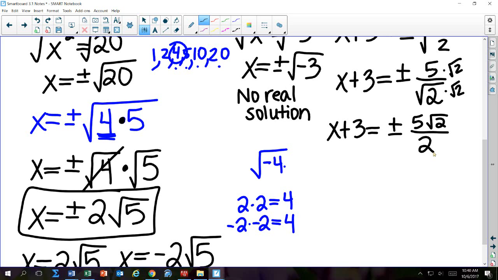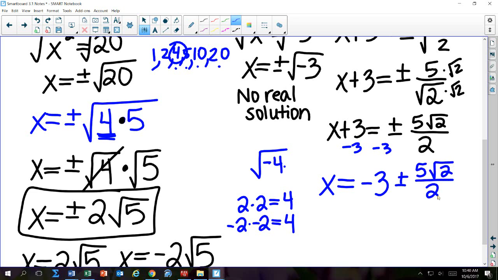I get x by itself. Subtract 3 from both sides, yeah. Subtract 3 here, subtract 3 there. So I get x equals negative 3 plus or minus 5 radical 2 over 2. I like to keep the constant out front. This is also an acceptable answer. You could have plus or minus 5 radical 2 over 2 minus 3. That's also acceptable. You just want to make sure that that plus or minus stays in front of the 5 radical 2 over 2. Think of it like it's glued to that expression.